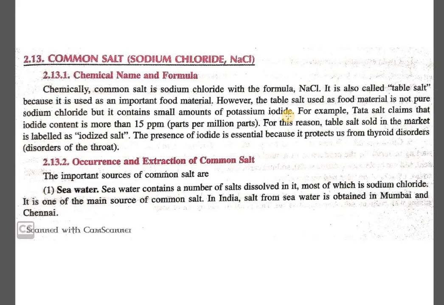And as you all know, iodine is very necessary for one of the glands for its functioning, that is the thyroid gland. If there is a deficiency of iodine in our body, it may lead to the disease called as goiter. I hope you all must be knowing this thing already. So here, for example, Tata salt, which is one of the very common salts which we find in almost everyone's house, it claims that iodide content is more than 15 ppm. Here ppm represents parts per million.